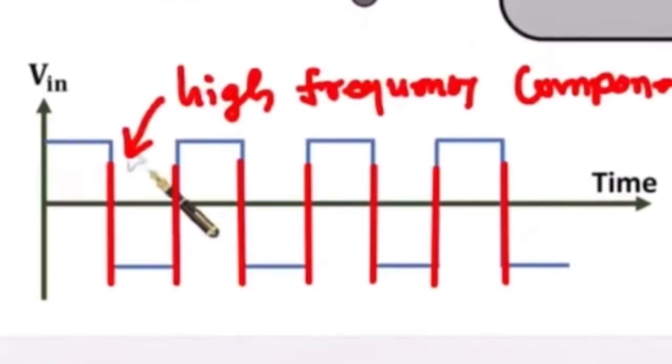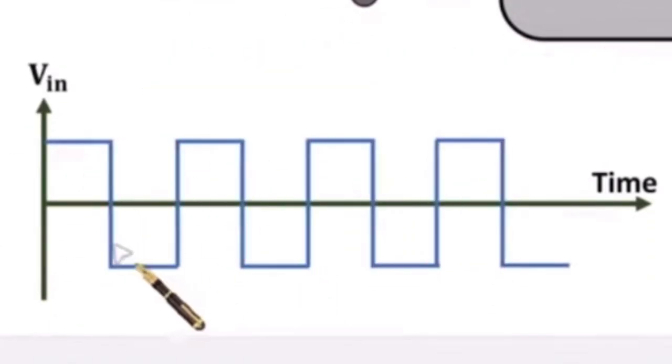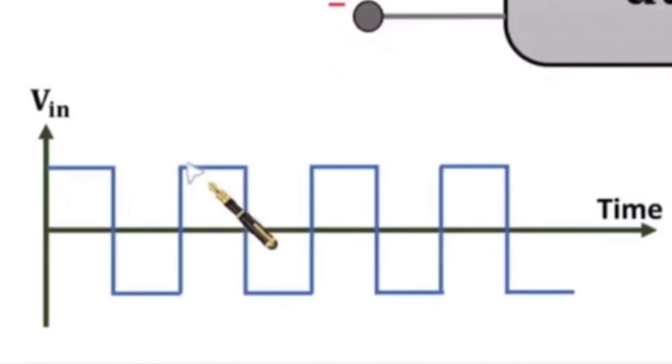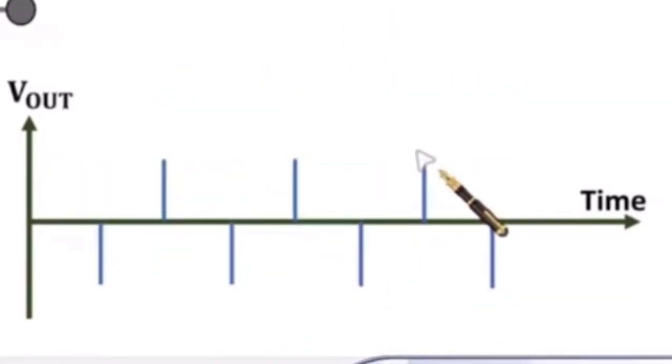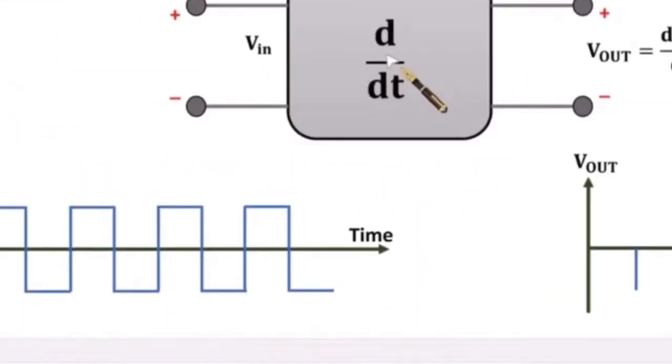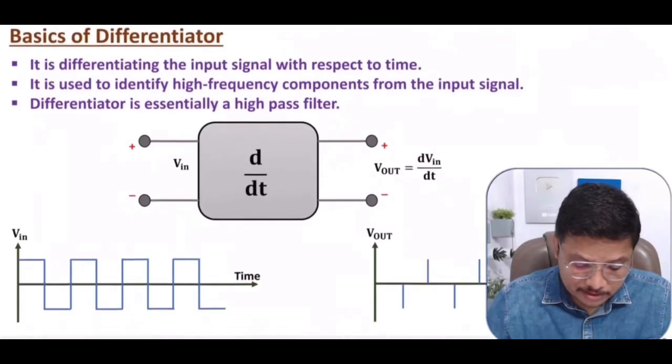So if you observe the output of this signal, when a falling edge is there, at that time the output has negative spikes, and when a rising edge is there, at that time the output has rising spikes. So one can say the differentiator circuit is used to identify high frequency components. See, a differentiator is essentially a high pass filter.